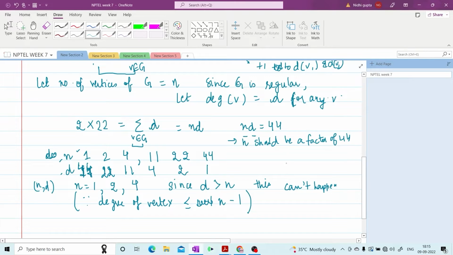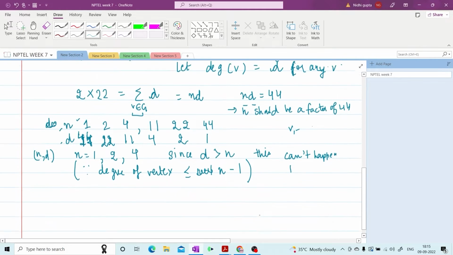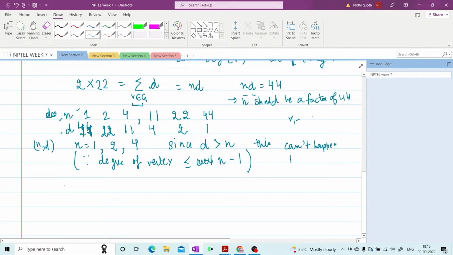Because if you have a vertex v1 and you want to compute its degree and you have n vertices, and we are talking about a simple graph, it can meet each vertex at most once. So we see that the degree of a vertex should be less than or equal to n minus 1. So for n equal to 1 to 4, this can't happen. Now we see the remaining cases.